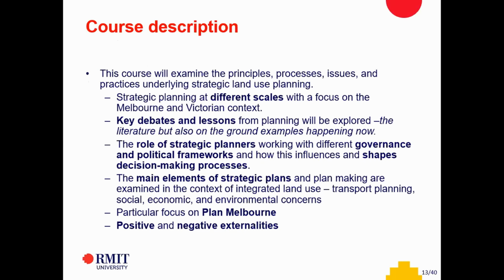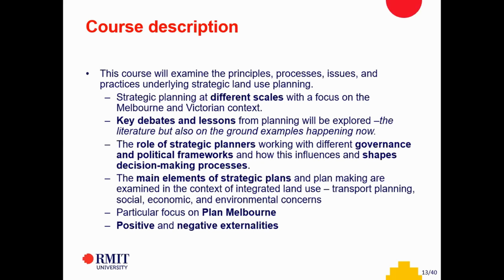So let's talk about the course description. Finally, we have the focus on Plan Melbourne, and then the last point I want to make about the course description is one thing about strategic planning that's important is that it's trying to deal with what's known as positive and negative externalities. And I want to just pinpoint this for a moment and dwell on it, because it's quite important, even at this early stage, to get a sense of what we mean by positive and negative externalities, because this is really how planning was born, to deal with these two issues.